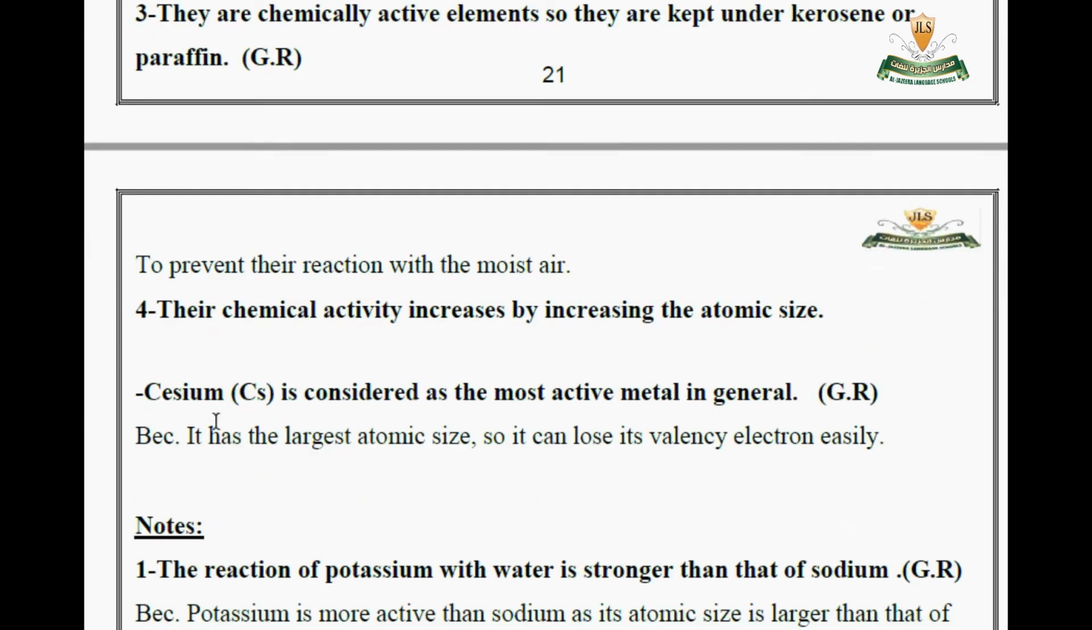Let's go to cesium. Cesium is considered the most active metal in general. Why is cesium the most active metal? Because it has the largest atomic size, so it can lose its valency electron easily.